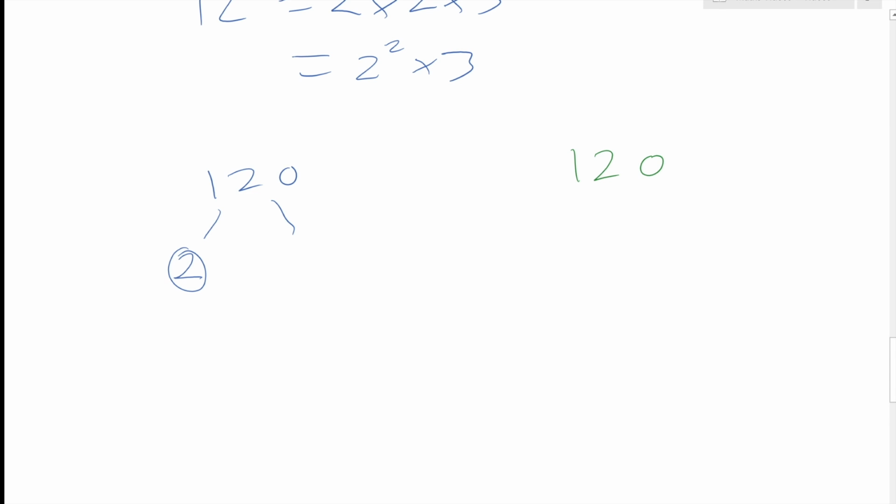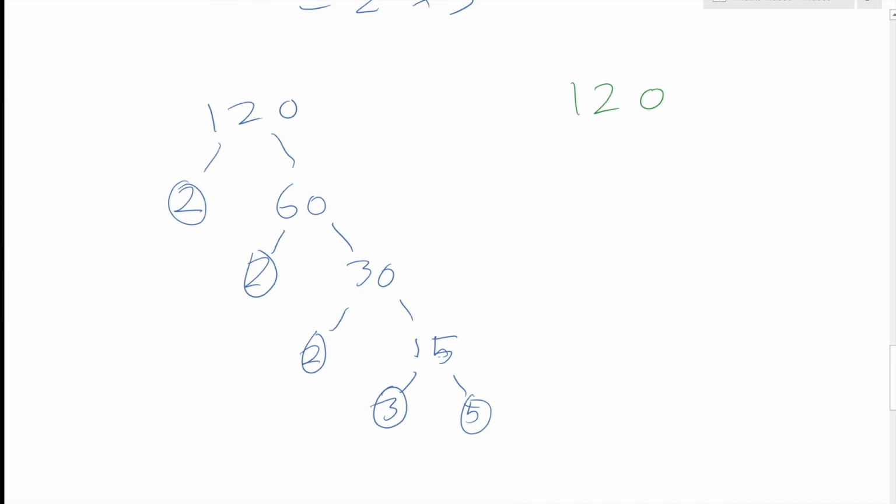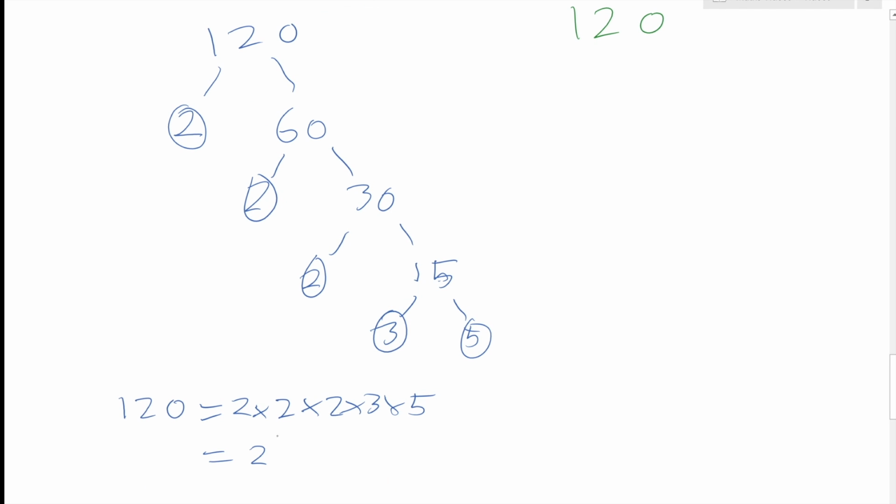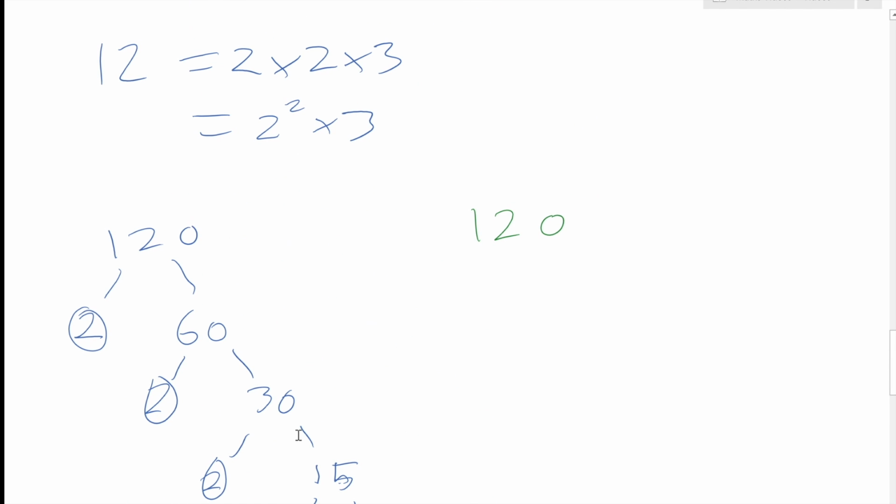But we can't just change our number, we need the other factor. And so 120 divided by 2 is 60, and then we just repeat. So there's a factor of 2, it's 30, another factor of 2, it's 15, and then that splits into 3 and 5, both of which are prime. So by this method, we get that 120 equals 2 times 2 times 2 times 3 times 5, or 2 cubed times 3 times 5.